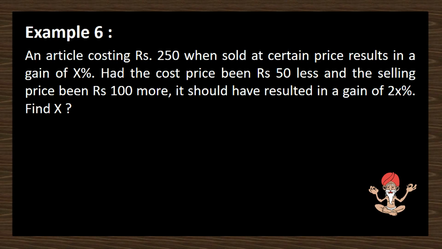An article costing rupees 250 when sold at a certain price results in a gain of X%. Had the cost price been 50 rupees less and the selling price been rupees 100 more, it would have resulted in a gain of 2x%. Find X. Like the previous question where I actually used a line diagram to represent the cost price, I'll be solving this question again by drawing a line diagram to represent my cost price.